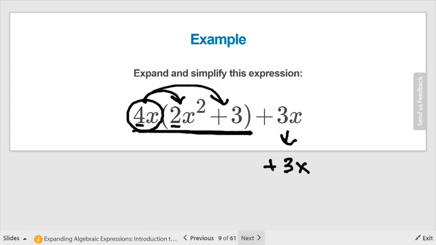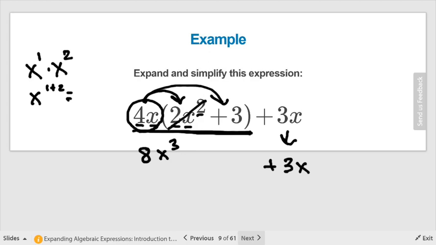4 times 2 makes what? 8. X times x to the second makes what? X to the third. Excellent. Because remember, it's the same as saying x to the first times x to the second, which is x to the 1 plus 2. Remember, when you're multiplying with letters, you just add the exponents. And if it doesn't have an exponent, you assume it to be a 1. So don't forget it.